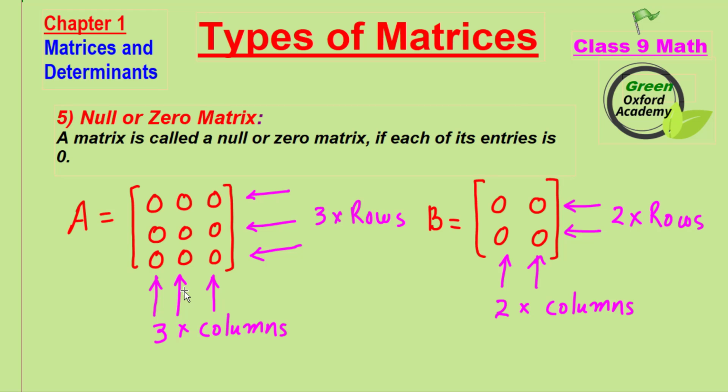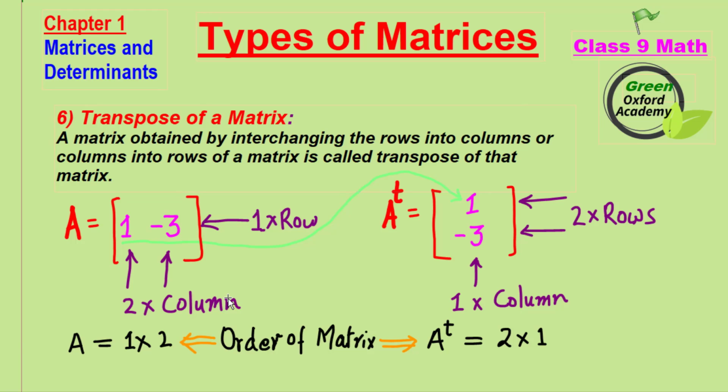Let's have an example of matrix A. As you can see, matrix A has 3 rows and 3 columns, and all the entries of the matrix A are 0, so you may call it a null or zero matrix. Let's have another example of matrix B. It has 2 rows and 2 columns, and all the entries of the matrix B are 0, so matrices A and B are examples of the null or zero matrix.